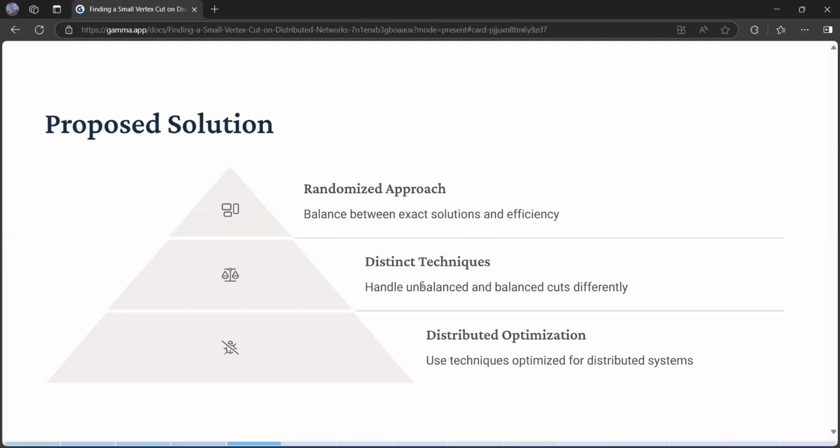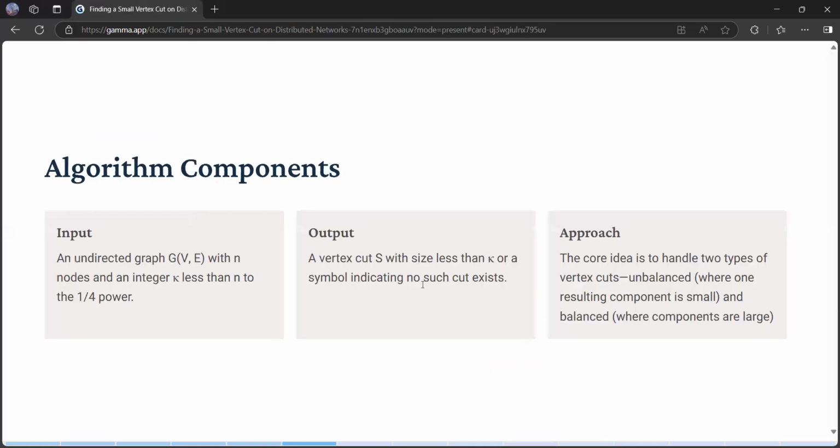So, moving on to the proposed solution. Our solution uses a randomized approach to balance accuracy and efficiency. We handle two types of cuts differently: first, unbalanced cuts, where one component is small, and balanced cuts, where components are larger. We optimize them for distributed systems, leveraging the congest model's constraints. This dual approach is what makes our algorithm versatile. So, moving on to the components of the algorithm.